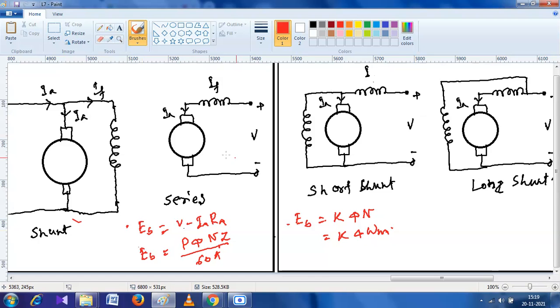And what is the equation of torque? T is equal to constant, then tell me what is the torque equation for DC motor. Torque equation, what was it? There was a constant, and then?